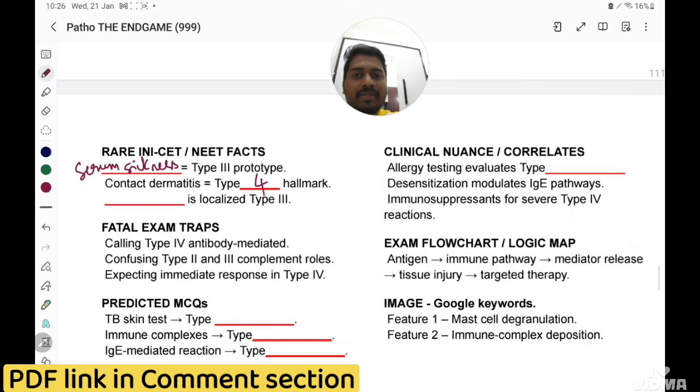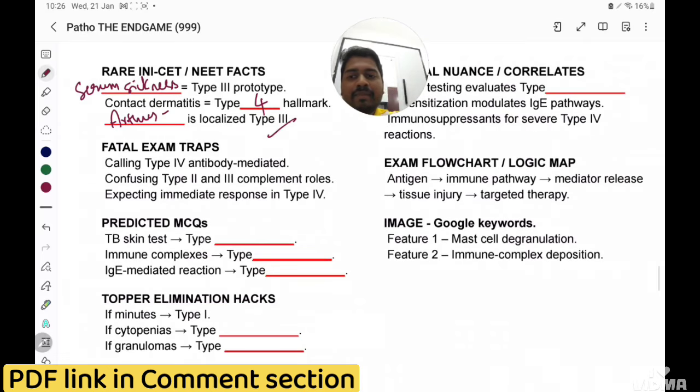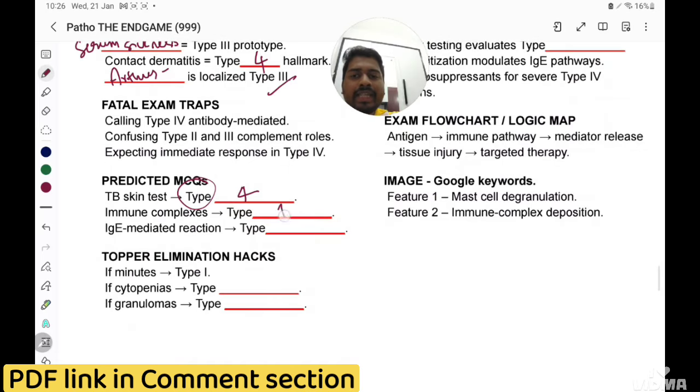Contact dermatitis is a form of type 4. Localized type 3 is the Arthus reaction. TB skin test, which type? Type 4. Immune complex mediated is type 1. IG mediated, what is IG mediated? IG mediated is again type 1. Sorry, here immune complex mediated is type 3. Okay, type 3. I don't know if you are watching this video with attention. Okay, so this is type 3.